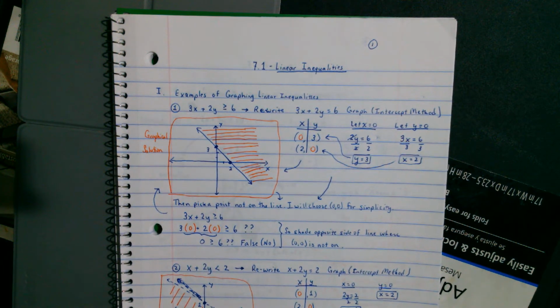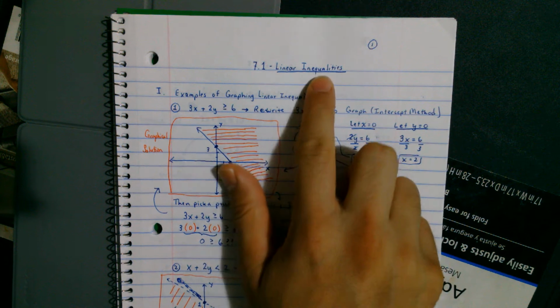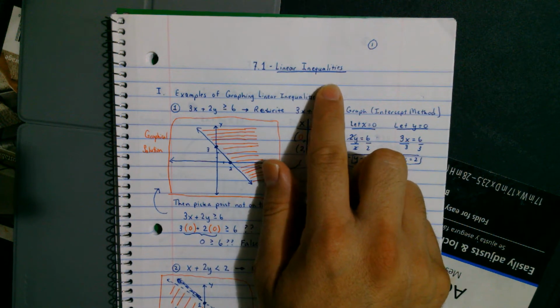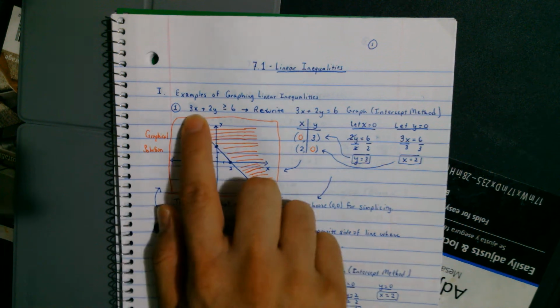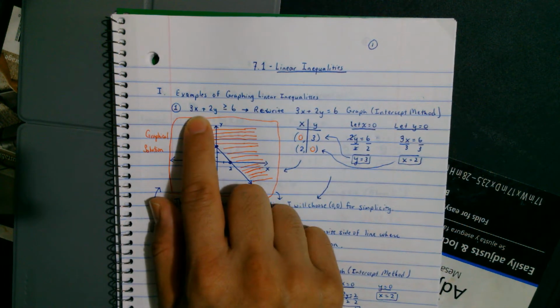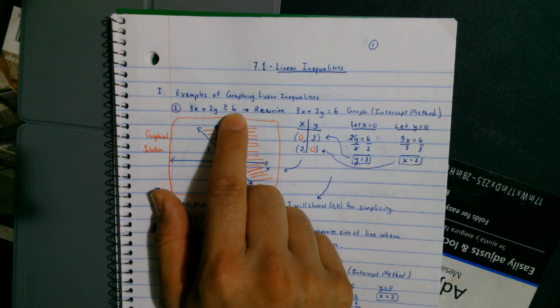Okay, here is an introduction to chapter 7, section 7.1. We have inequalities. Inequalities are known as less than or greater than, less than or equal to, greater than or equal to. Here's an example, 3x plus 2y is greater than or equal to 6.